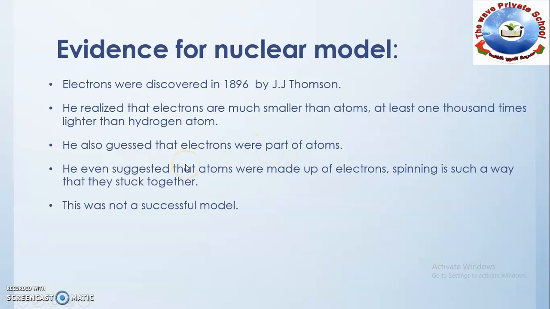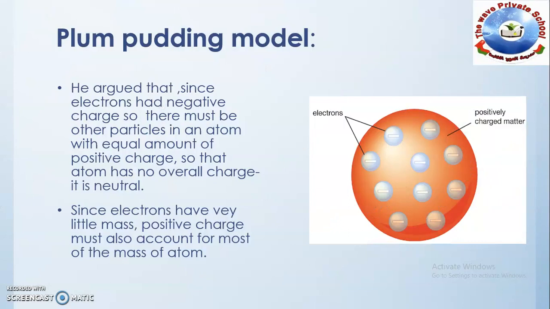He even suggested that atoms were made up of electrons spinning in such a way that they stuck together, in this way that positive and negatively charged particles stuck together. So this was not a successful model because of these suggestions given by J.J. Thomson. J.J. Thomson gave this model that is called the plum pudding model. It was not a successful model, but electrons were discovered by this model.